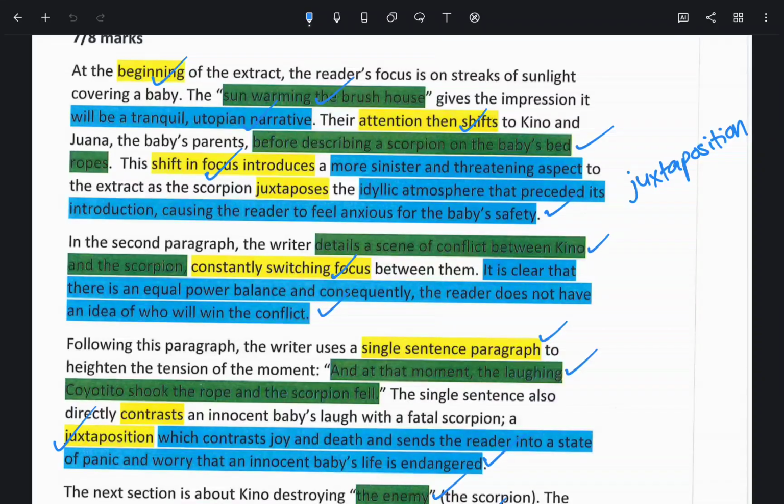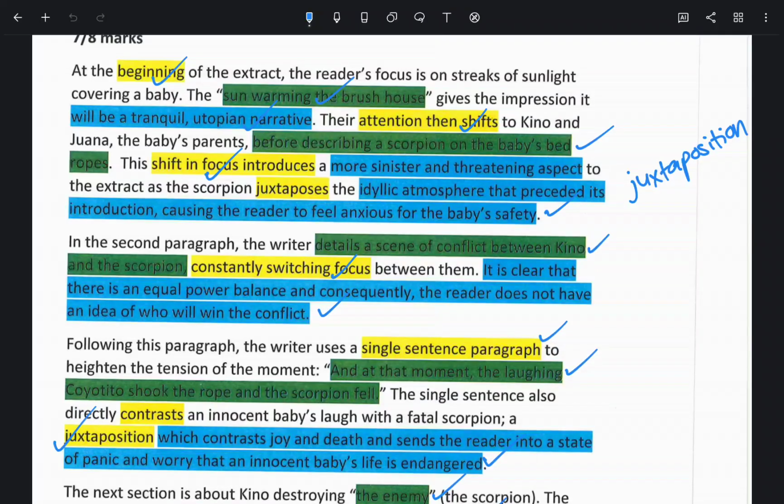Their attention then shifts. Remember what I mentioned? Use the relevant subject terminology, because it's a hack that you can use to answer the question, and examiners are looking for these keywords and they'll give you a tick. Their attention then shifts to Kino and Joanna, the baby's parents, before describing a scorpion on the baby's bed ropes.